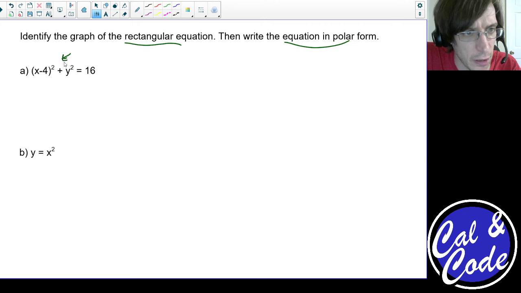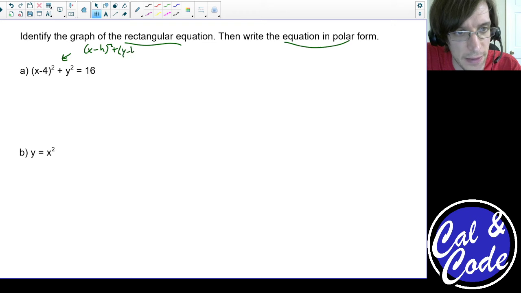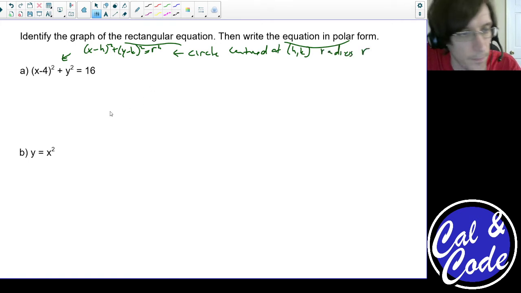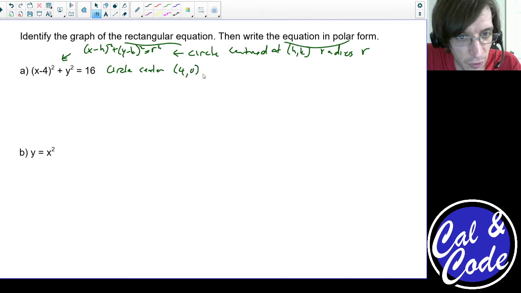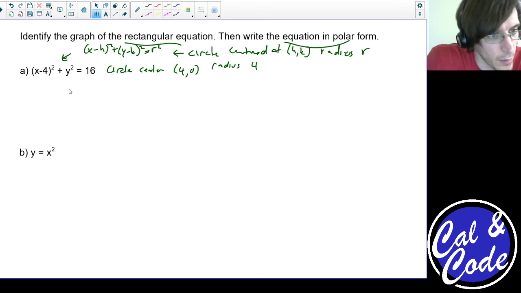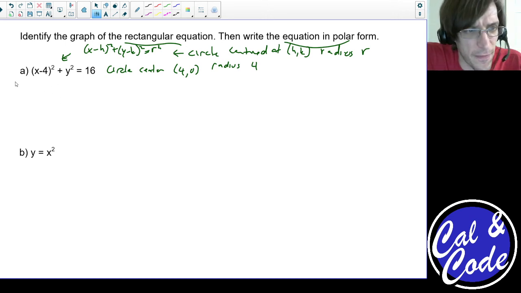This equation here should give you a memory of (x minus h) squared plus (y minus k) squared equals r squared. This is in fact a circle centered at (h, k) with radius r. And so in our case, we have a circle whose center is (4, 0) and radius is 4. So we got to convert that thing. Well, how do I convert that thing? I got to get rid of the x's and I got to get rid of the y's.